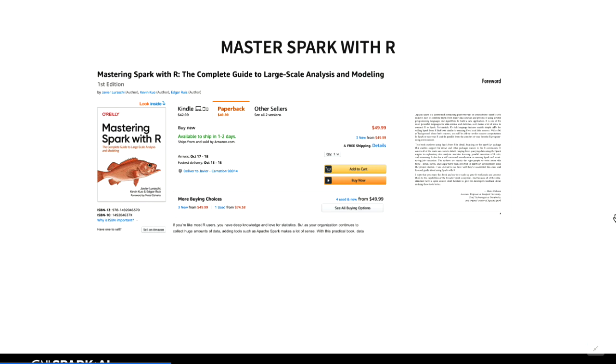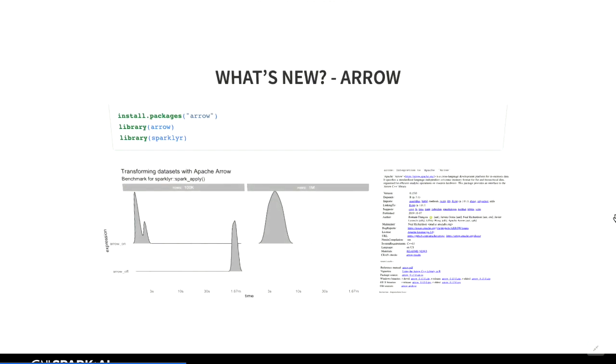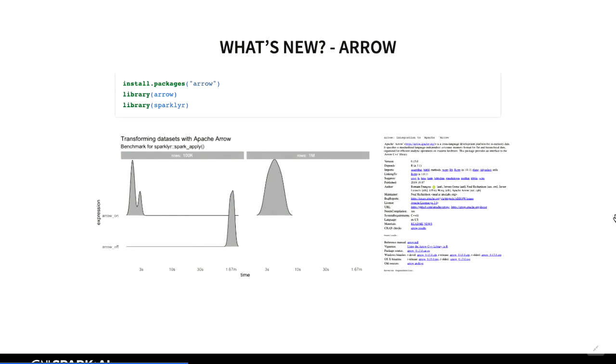Anyway, so this is the book. It's called Mastering Spark with R. Matei was very kind enough to write us a foreword. If you want to get up to speed on how to use Spark with R, it should be on sale in a couple of weeks. All right, so hopefully that gets you up to speed on what we've been doing with Spark over the last three years.